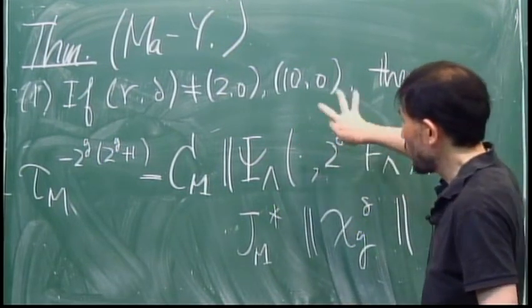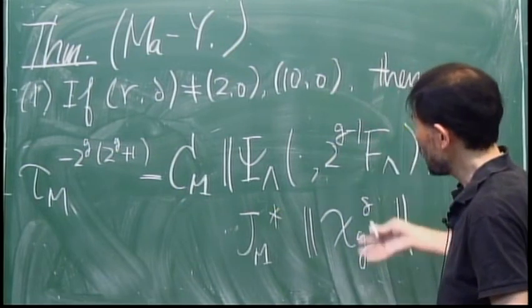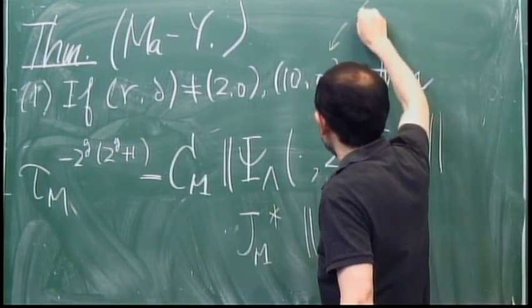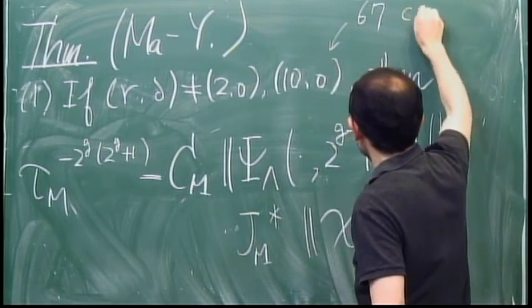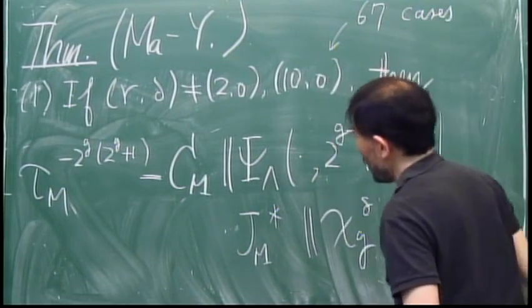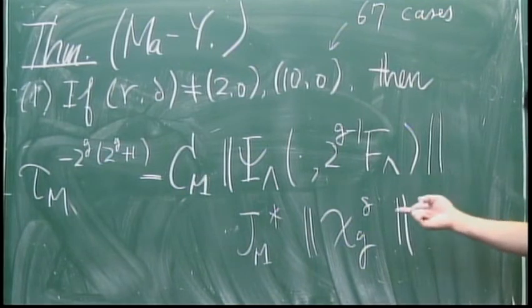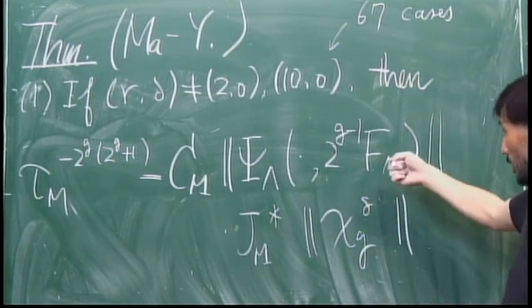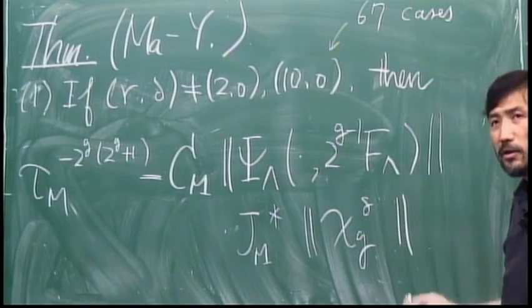So this is a major case. There are, I think, 67 cases. The analytic torsion invariant is expressed by the product of these two modular forms. This is a Borcherds product, and this is a Siegel modular form.